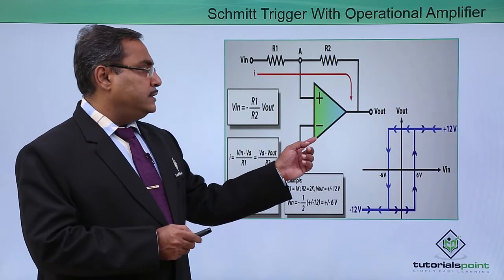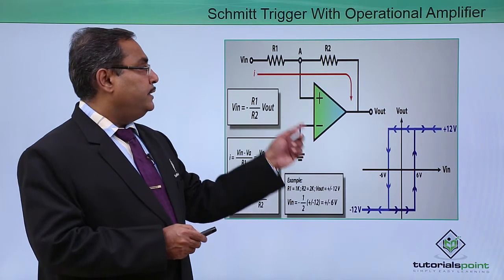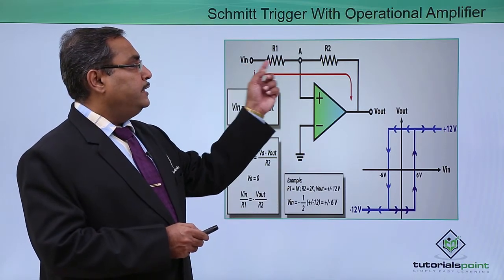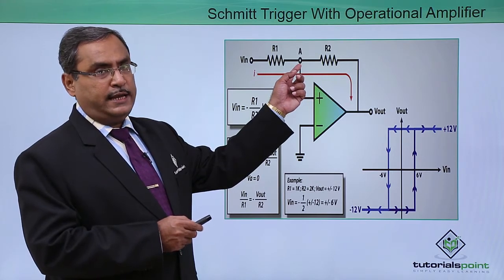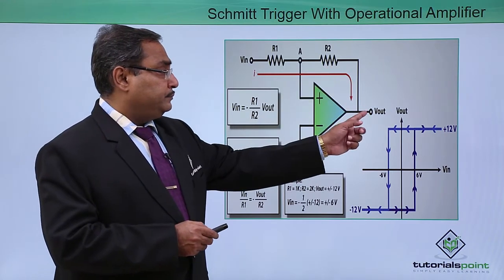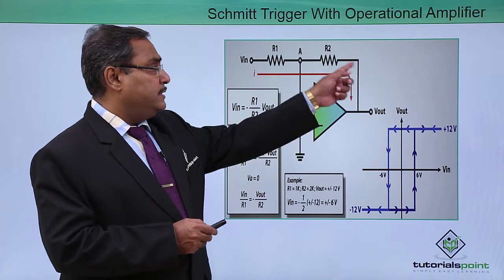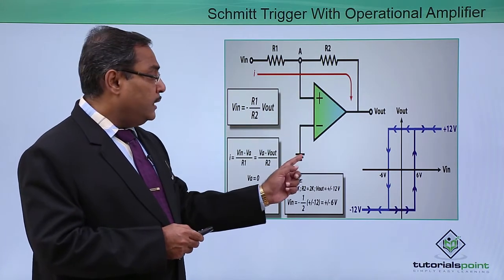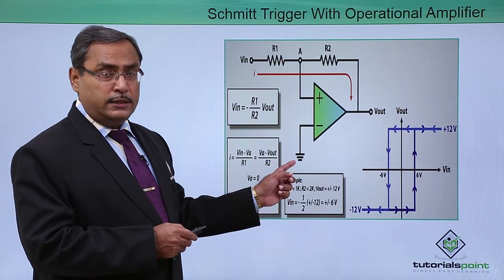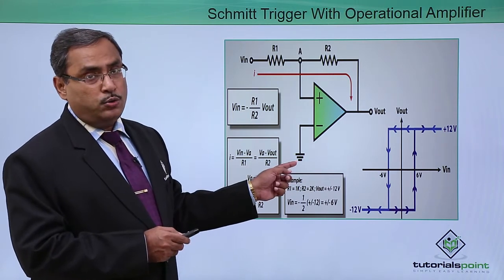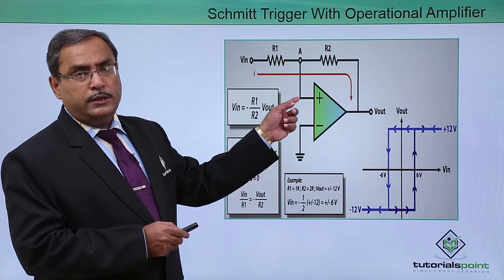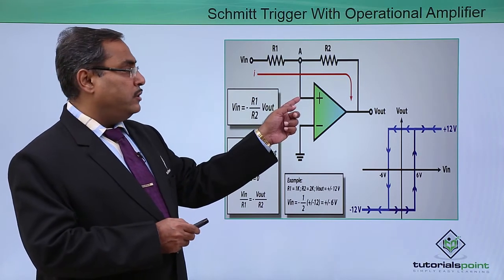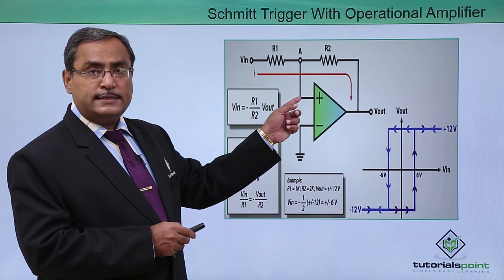Okay, now this is the operational amplifier. Here we have this Vin. This is my point A. So at A, we are considering the voltage as VA. R2 is there. This is the output and this is the feedback path. This is ground. That means the inverting terminal has been connected to ground. So as it is ground, this particular point will be the virtual ground. Virtual ground means here we can consider the voltage as zero.